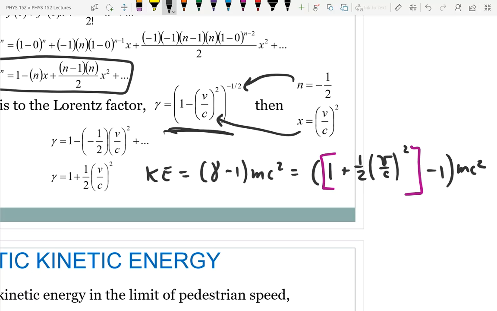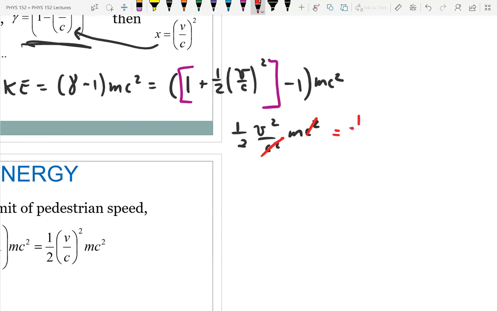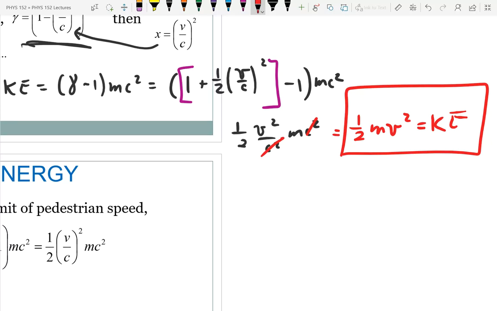And you'll notice I have a 1 plus something minus 1. 1 minus 1 is pretty trivial. They add up to 0. And I'm left with 1/2 v squared over c squared mc squared. Cancel the c squareds, and I have 1/2 mv squared. Does that agree with classical physics?